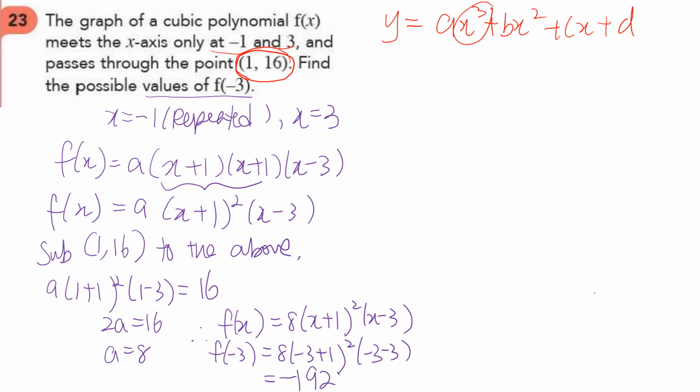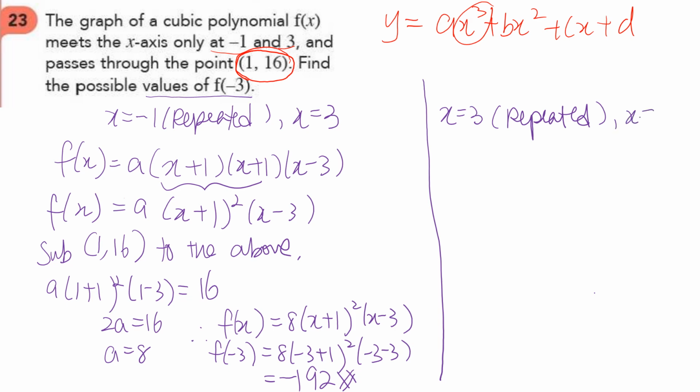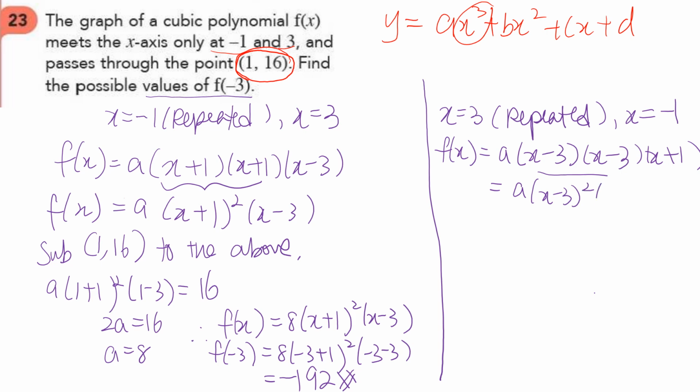So that's one answer. Now supposing it's not x equals -1 that's repeated, but x equals 3. Right, so x equals 3 is repeated. We really don't know which one, so we have to consider both situations. Then our f of x will become a bracket x minus 3, another x minus 3, then x plus 1. So we stack these two terms up, and it becomes like this. Similarly, we're going to substitute (1, 16) into the above.